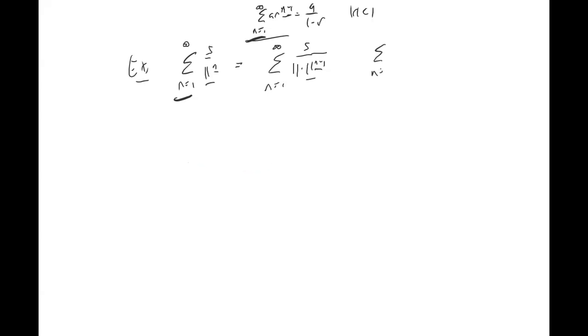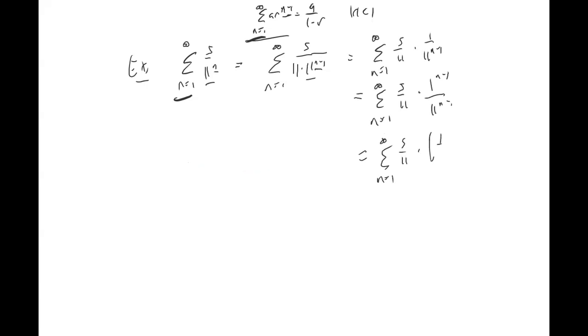And I'm going to really do baby steps, just so we're all clear for now. 1 is just 1 to any power, so I can make this n minus 1. And we are done because we get this n minus 1. This is your A, this is your R. We have written our series into this form.